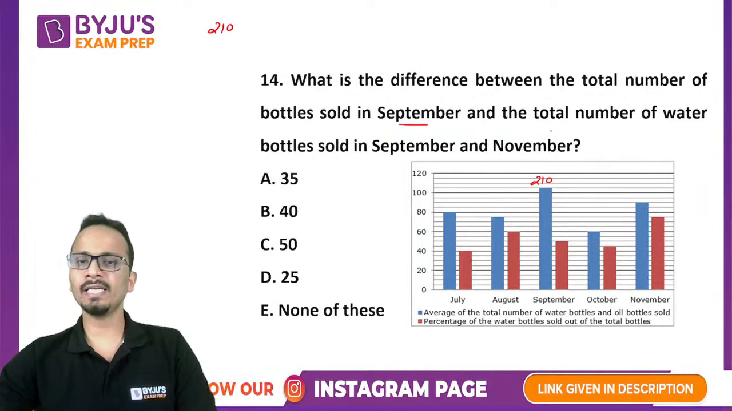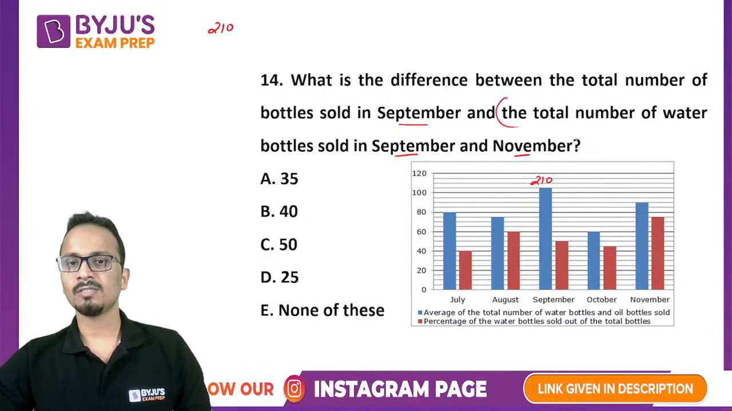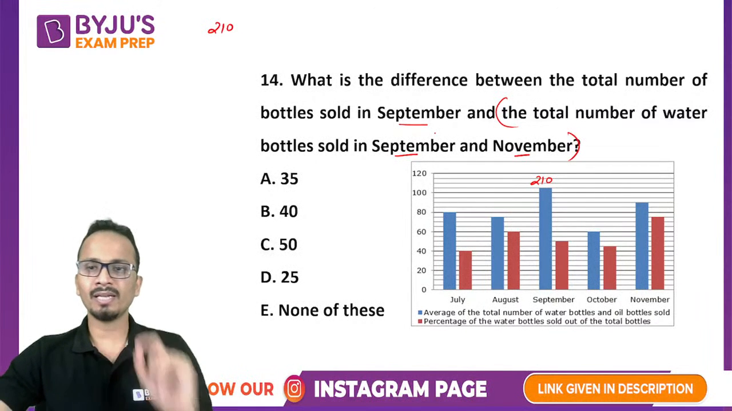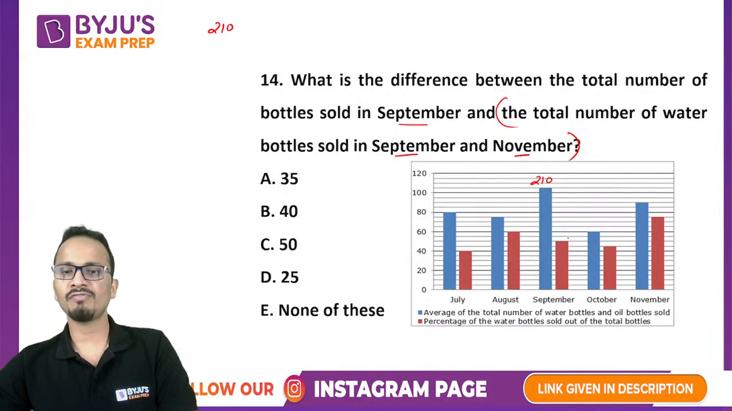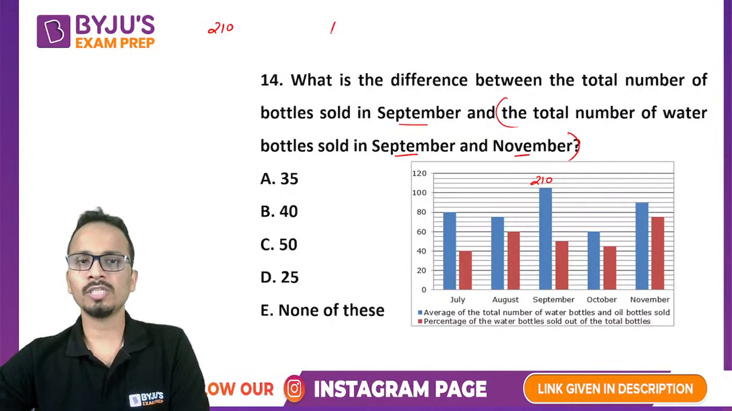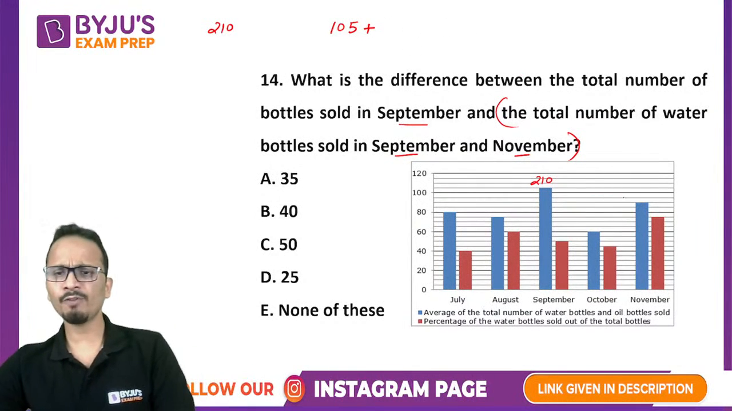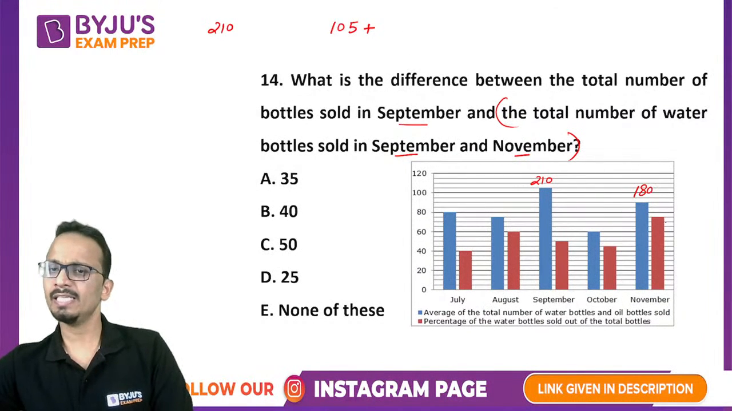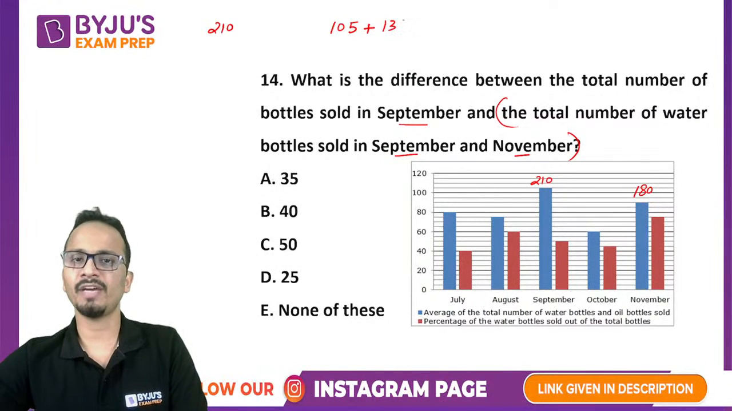Okay. Second is the total number of water bottles sold in September and November. So for this part, I'll first calculate the number of water bottles sold in September. September there were 210 bottles, 50% are water. So this number will be 105. So 105 is water bottles sold in September. Then for November, we have already done that calculation earlier: 75% of 180, that is 135.